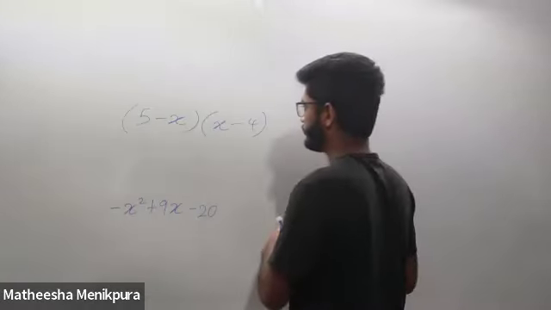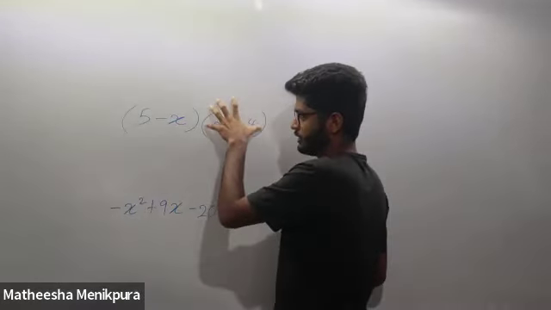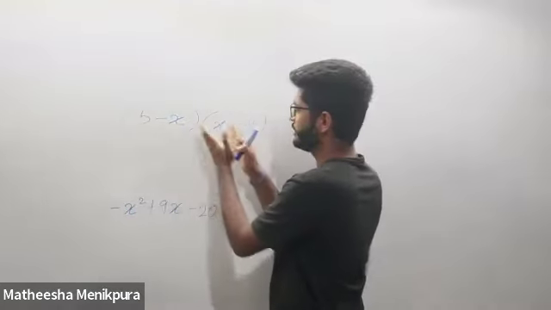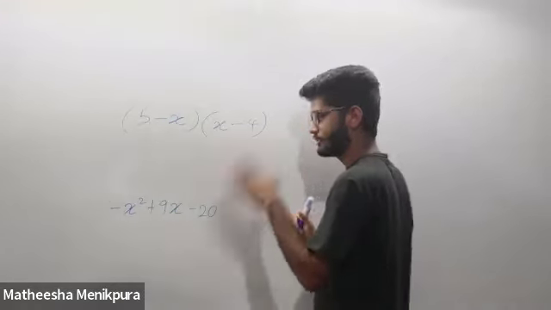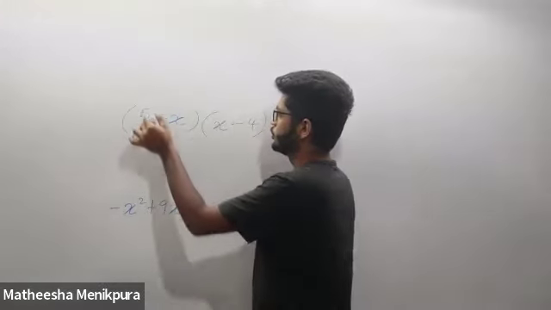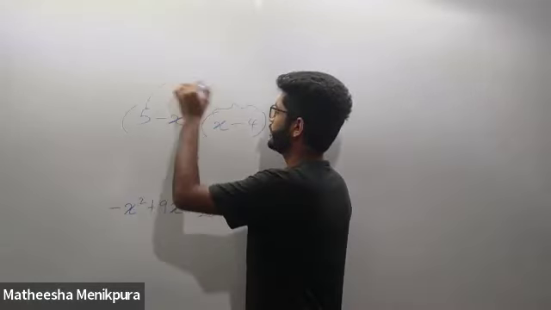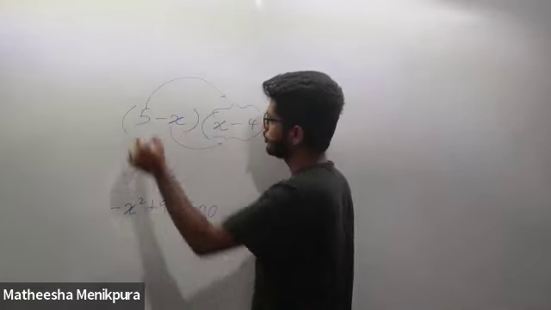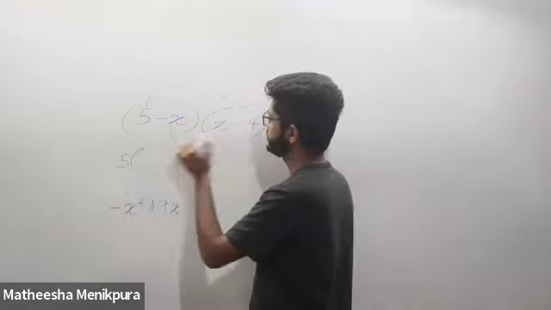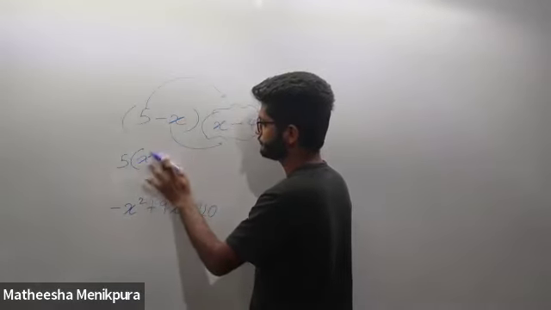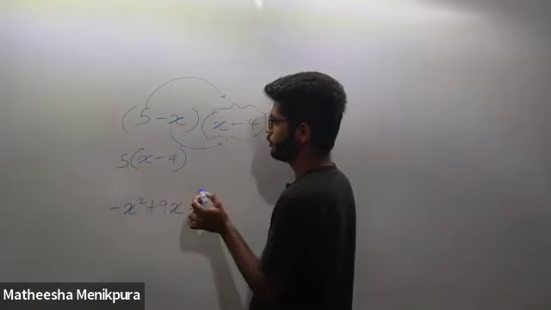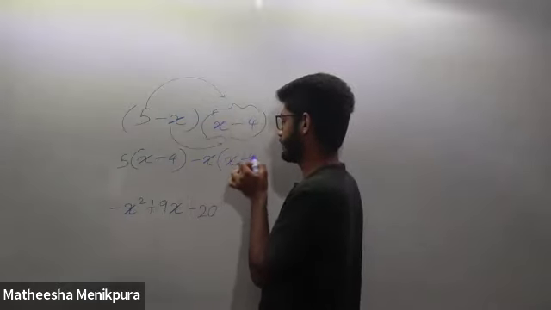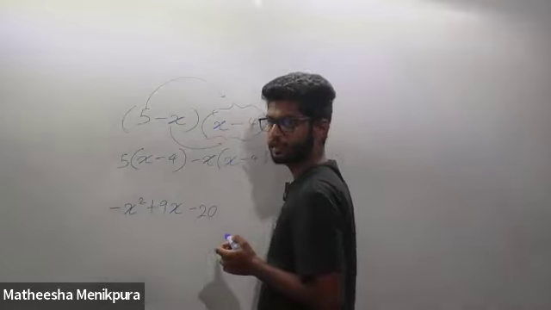Okay, let's see. We have to multiply this expression with each and every term in this one. Or the same thing, you can multiply this expression with each and every term here. It doesn't matter, the same thing happens. So we'll multiply the bracket with 5 and with minus x. 5 times x minus 4, and minus x times x minus 4.